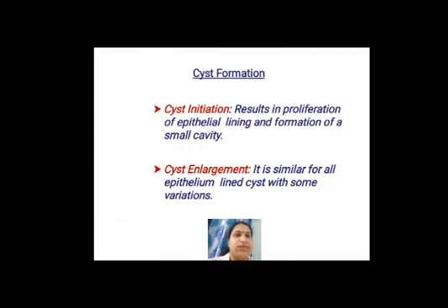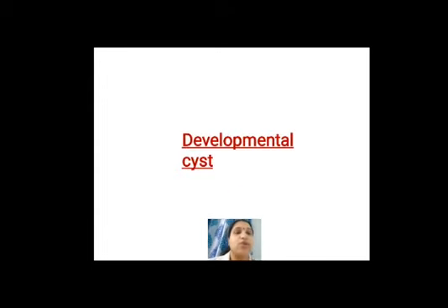So how does a cyst develop? Cyst formation has two major phases: initiation and enlargement. Initiation means there will be proliferation of the epithelial lining and a small cavity will be formed. This cavity will enlarge, which is called cyst enlargement. First, we shall see all the developmental cysts.